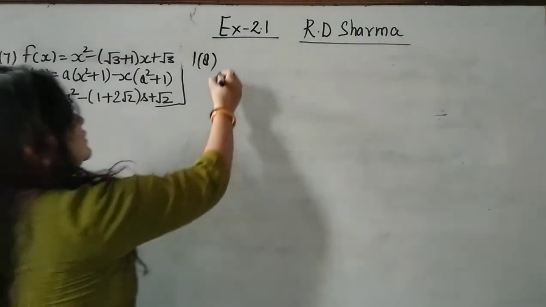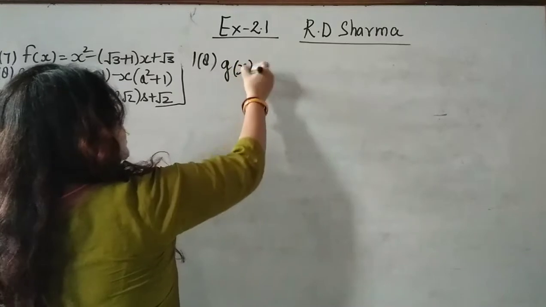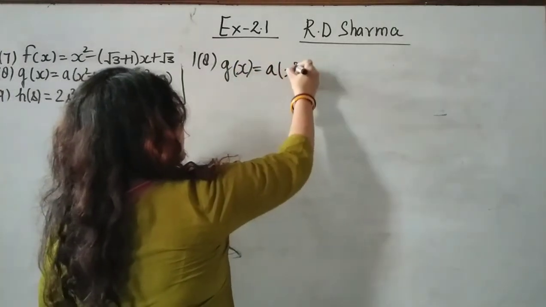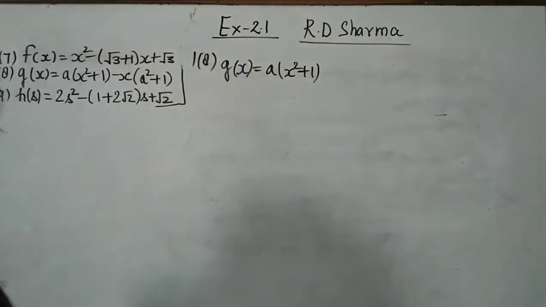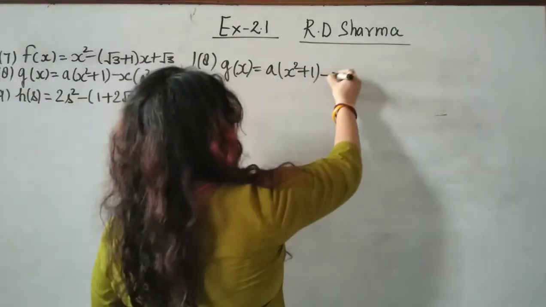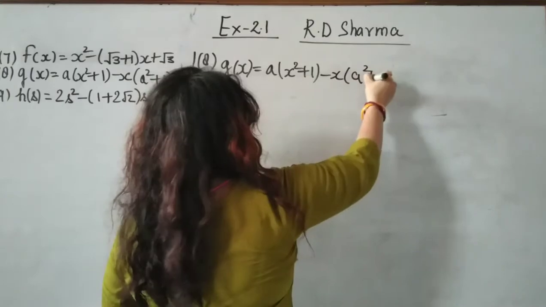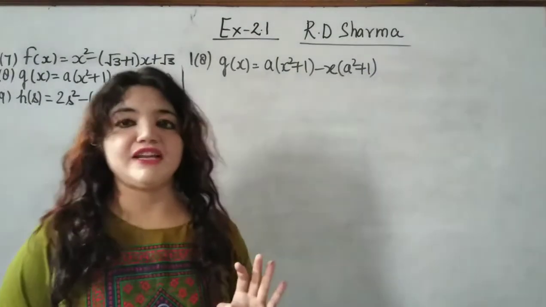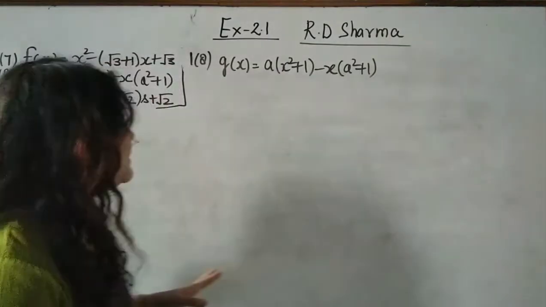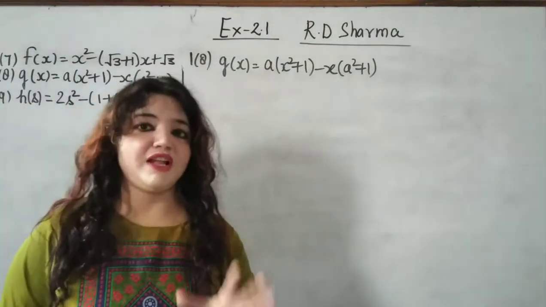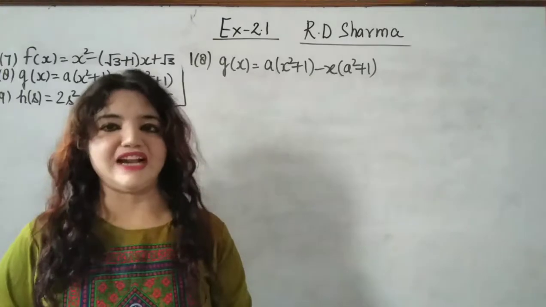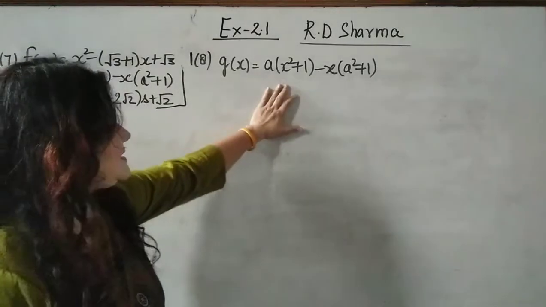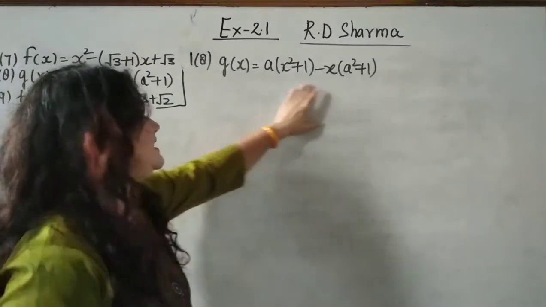Yes, gx is equal to, we have been given gx is equal to ax square plus 1 minus x a square plus 1. This is our polynomial, right? And we have to find out the zeros of the polynomial. And we know very well, first of all, our polynomial must be in standard form. Our polynomial should be in standard form. But let's check. This is not in standard form.